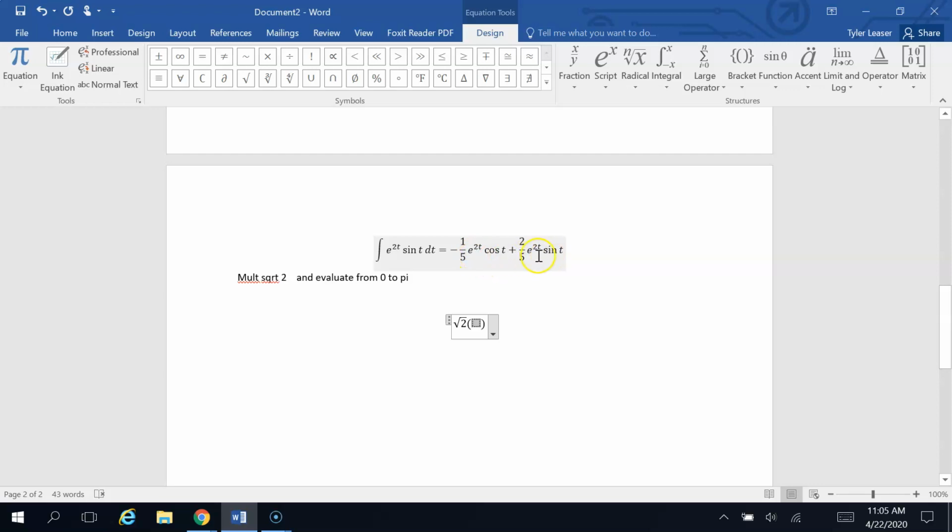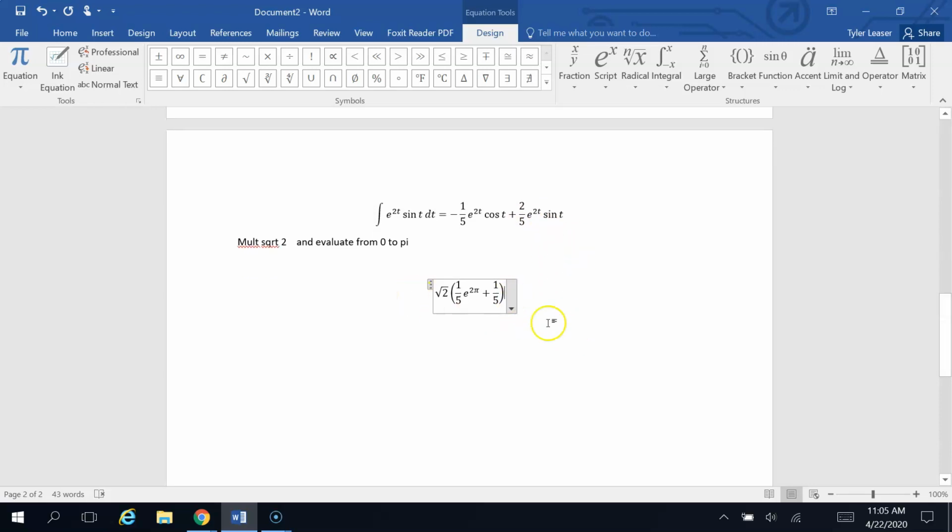If I plug pi into these two terms, cosine of pi is negative 1. So that's going to cancel out with this negative, and we're going to get a positive 1/5. And then plugging pi in for that t, we get e to the 2 pi. If I plug pi into the second term, sine of pi is just 0, so that just disappears. That's going to be minus plugging 0 into these terms. If I plug 0 into cosine, I just get a positive 1. So it's going to be a negative 1/5 e to the 0, which is just negative 1/5. But it was already minus, so those minuses cancel out, and we get a positive 1/5 here. If I plug 0 into sine, I just get 0.